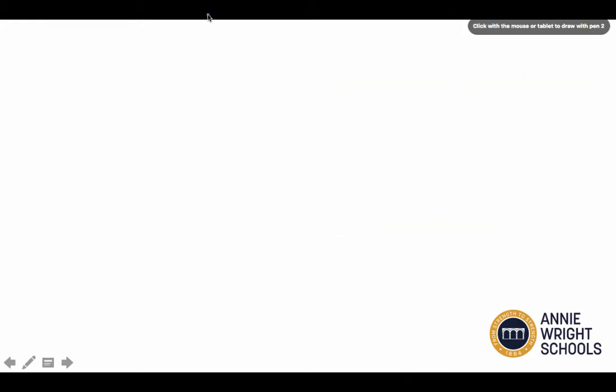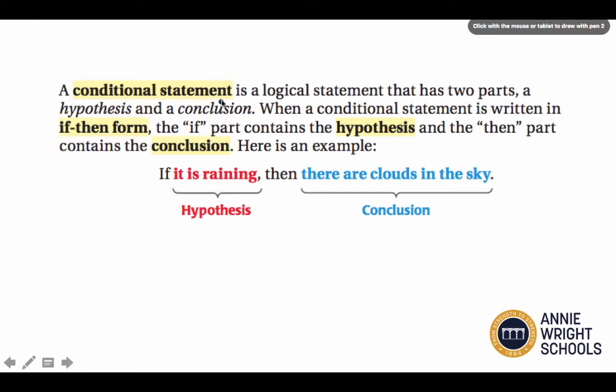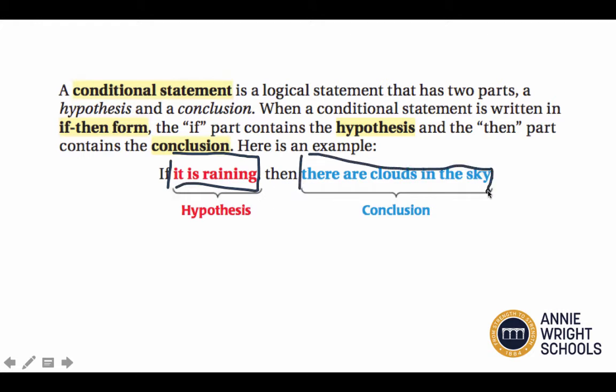If you take a look at the last conjecture, I wrote it in a specific kind of form. It's called an if-then form, or to be more precise, a conditional statement. A conditional statement is a logical statement that has two parts, a hypothesis and a conclusion. If we write it in the if-then form, the part following the if is the hypothesis, the part following the then is the conclusion, and notice that the hypothesis and the conclusion do not include the words if or then.